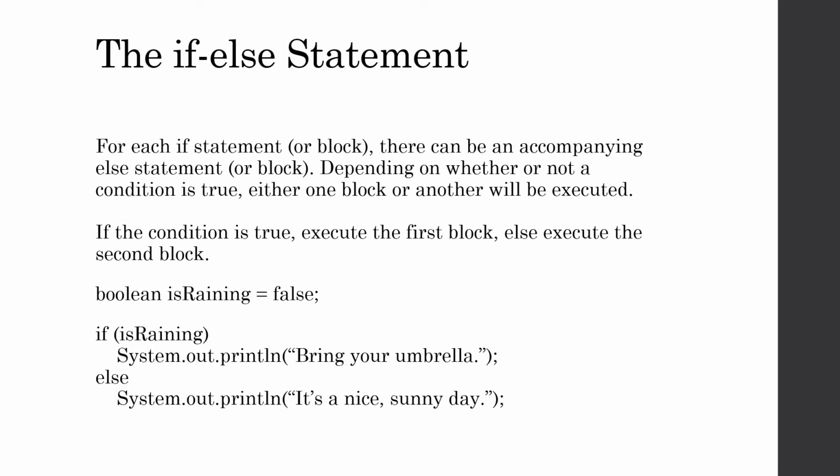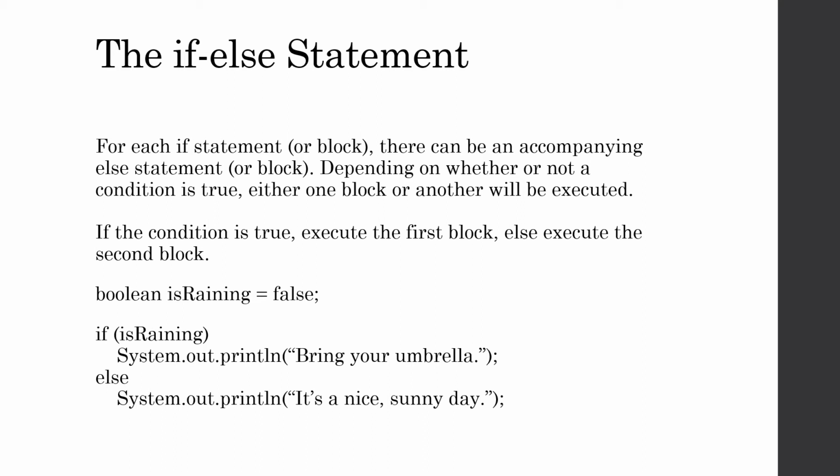In addition to the if statement or the if block, we can also include another piece of conditional code. There's an accompanying else statement or else block that we can use. Depending on whether or not a condition is true, we will execute either one block or the other. Essentially, if the condition is true, we will execute the first block, the if block, else we will execute the second block, the else block. We can see again the example we had before. We have that boolean isRaining. Now we'll set it to false.